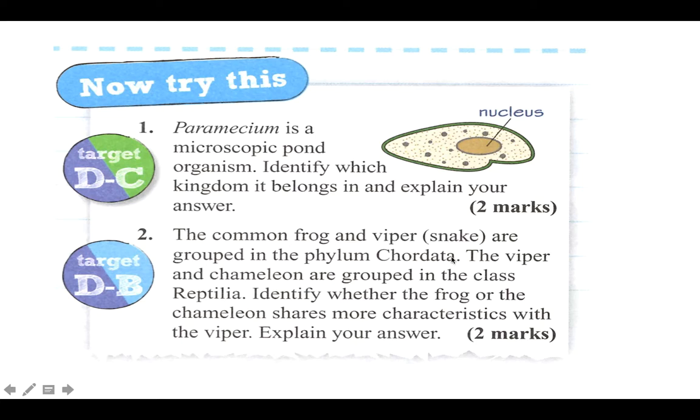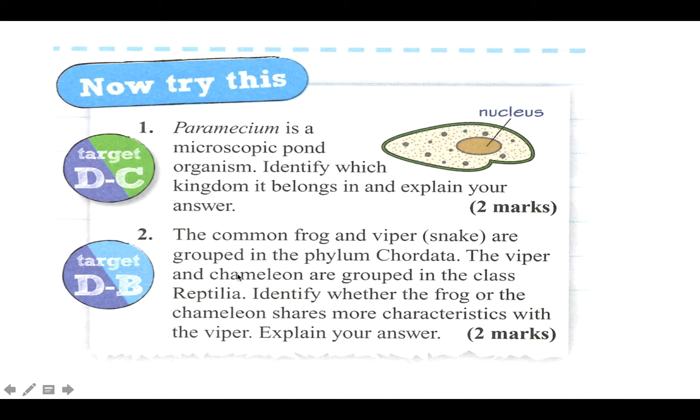Your next question says, the common frog and viper are grouped into the phylum Chordata. The viper and chameleon are grouped into the class Reptilia. Identify whether the frog or the chameleon shares more characteristics with the viper. Explain your answer. Again, it has 2 parts, the identify part and the explain part.